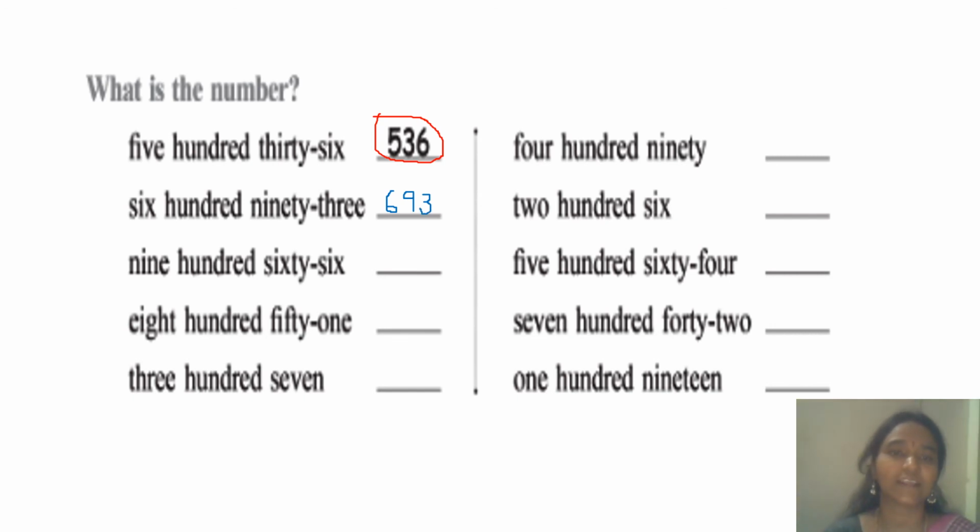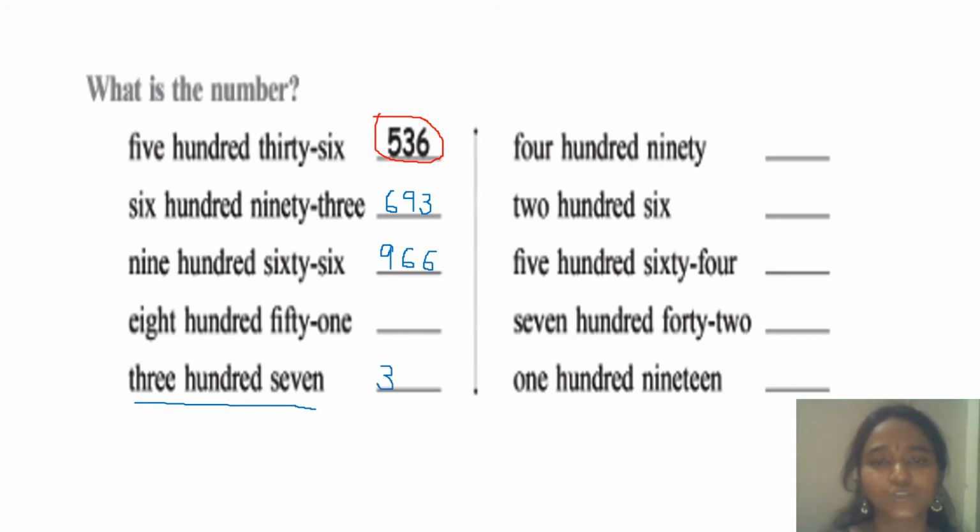Okay. Next, 966. Okay. Read the number names aloud. Okay. 851. 307. Yes, how will you write this 307? How many hundreds? 3, right? So I am writing 3.